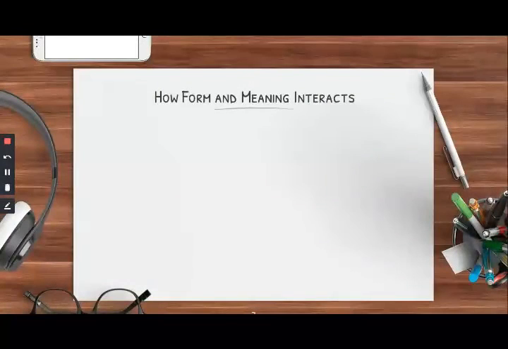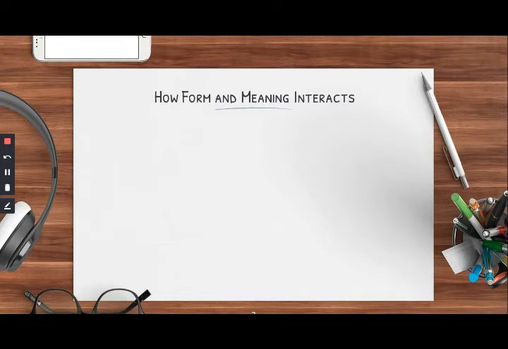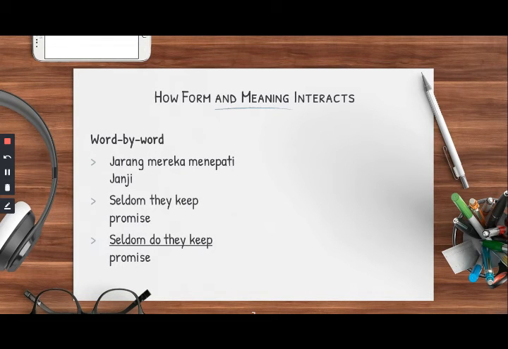Nah, kemudian bagaimana sih form dan meaning itu terhubung atau berinteraksi? Well, to answer the question, allow me to show this. Right. Ada dua jenis terjemahan. Yang pertama itu disebut dengan word by word translation atau terjemahan kata per kata. Well, this is very inaccurate, but it's quite easy to do.